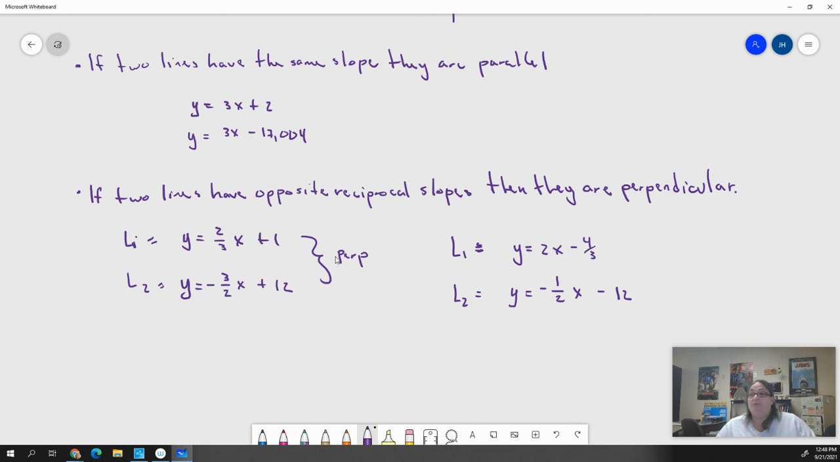Right? These would still be parallel lines. Keep that in mind, because sometimes people see the whole number and they forget that there's a 1 under that number. So you want an opposite sign, flipped fraction, right?